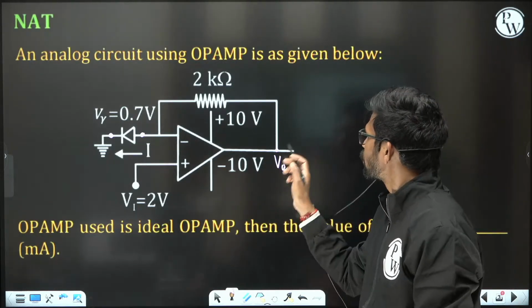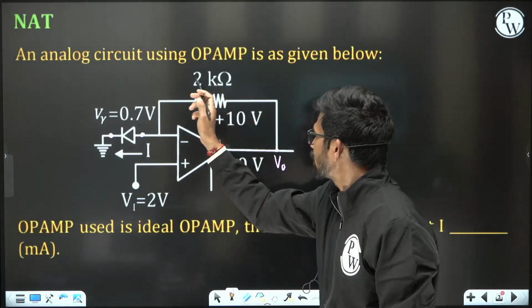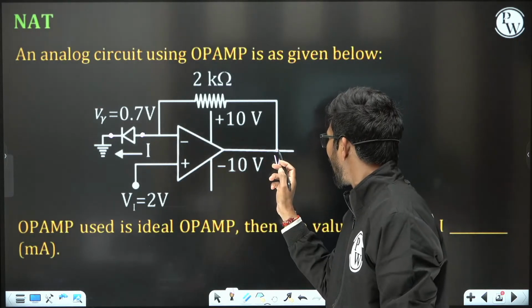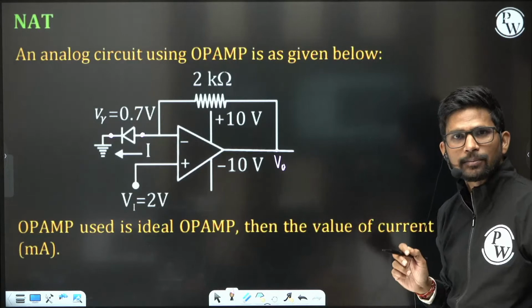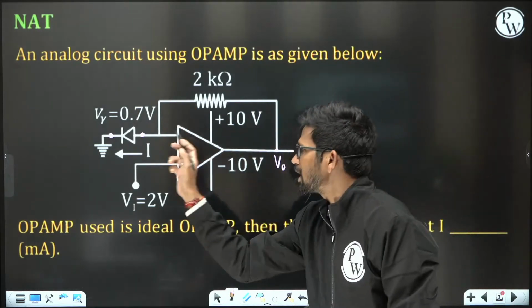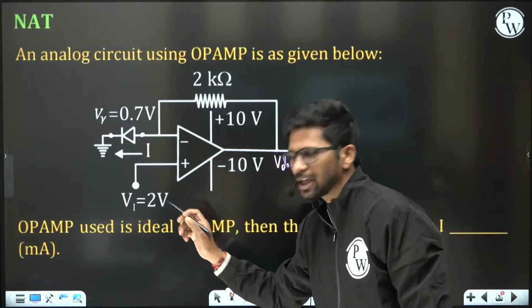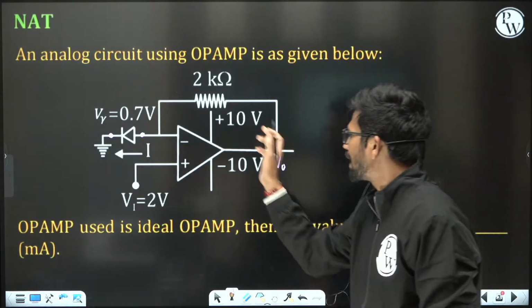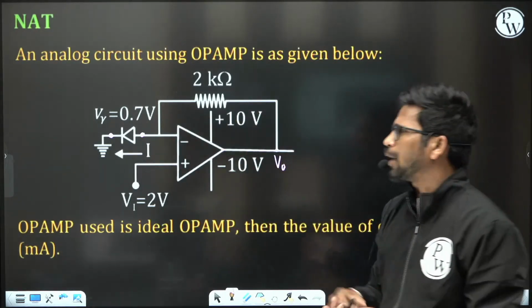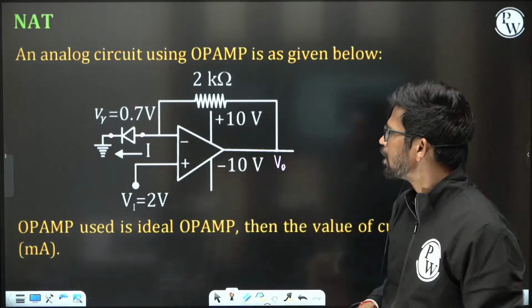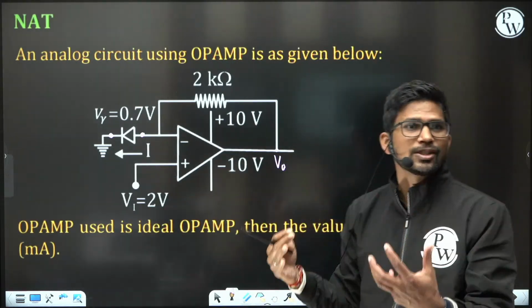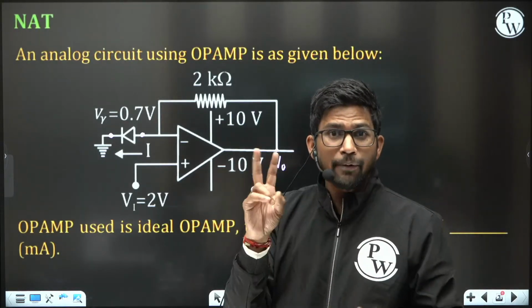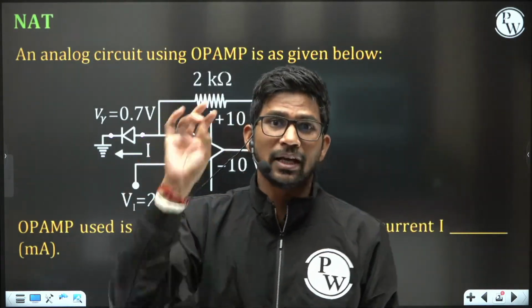Through this 2 kilo ohm resistance, the output is fed back into the negative terminal, that is the minus terminal. So negative feedback is present. Is positive feedback present? No, there is no positive feedback. So only negative feedback is present when the diode is open circuited. The op-amp is ideal, so its open loop gain is infinity. If these two conditions are satisfied, what?